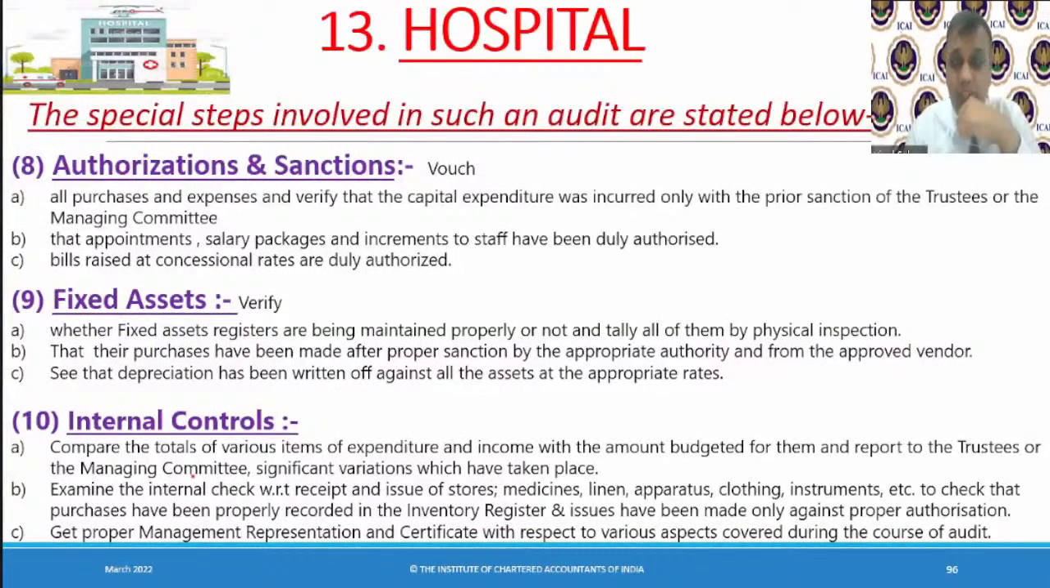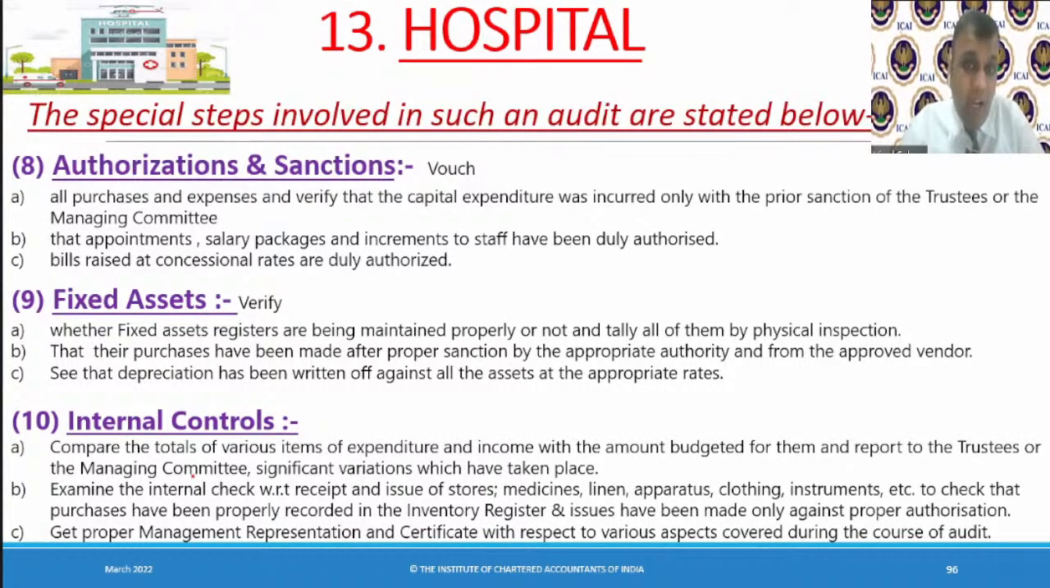Let us finish this chapter with the remaining topics. I hope by now you have started getting used to this chapter. The specific audit points, the common points. I just want to give you one suggestion: whenever a question is asked in the auditing exam, the mistake students usually commit is that they take up common points and start elaborating them in every question.